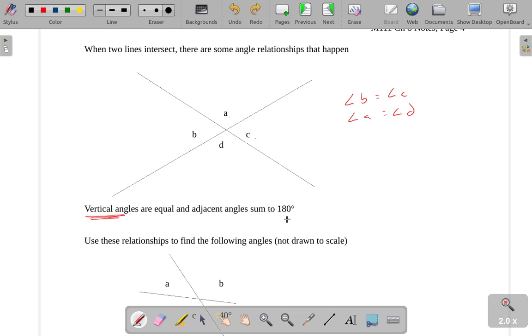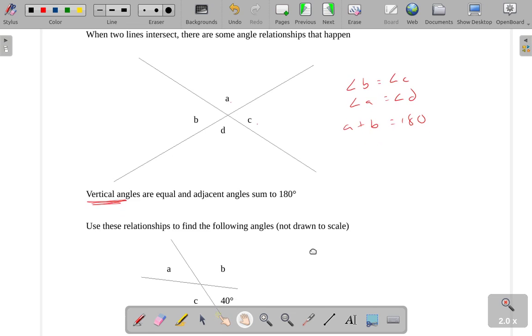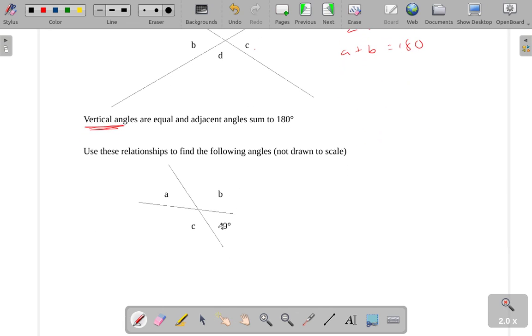And the nice thing about adjacent angles is that they sum to 180 degrees. So if we were to take the measure of angle A and add it to the measure of angle B, since they're adjacent, we know that would sum to 180 degrees. If we have a situation like this, if we know one of these angles, we actually know all four of them. Because A and this angle are vertical angles, we know that must be a 40-degree angle over here.